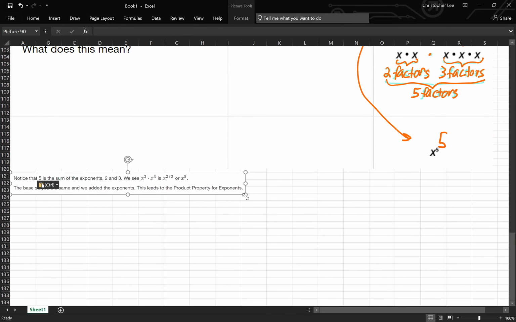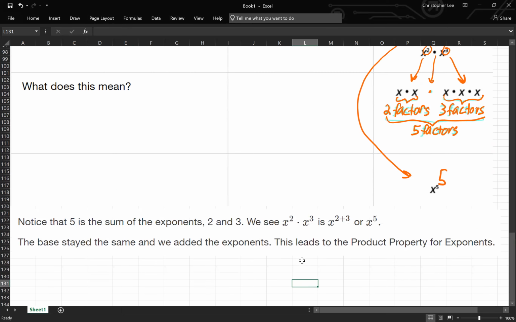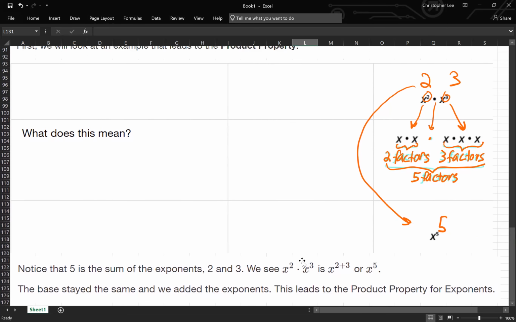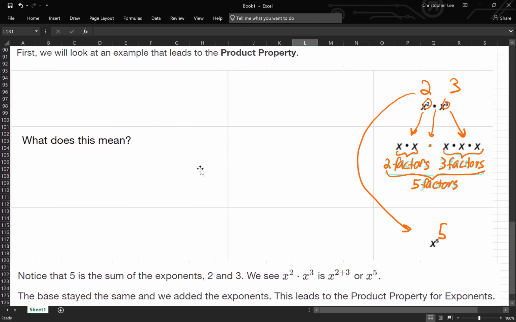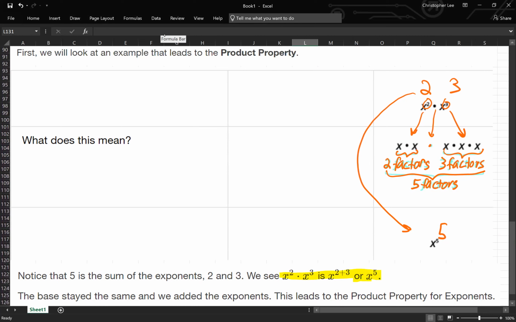All right, let's take a look. Notice that 5 is the sum of the exponents 2 and 3. We see that x to the second times x to the third is x to the 2 plus 3 power, or x to the 5th. So the base stayed the same and we added the exponents. This leads us to the product property of exponents: the base stays the same and we add the exponents.